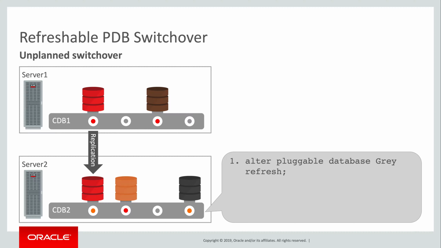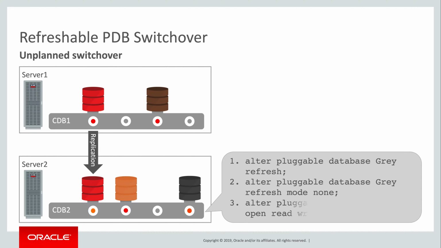What it achieves is to transport and apply any transactions that were performed against the primary between the previous refresh and the PDB's failure. Alter the surviving replica so that it is no longer a refreshable PDB. Open the former replica read-write so that it can be used as the new primary.